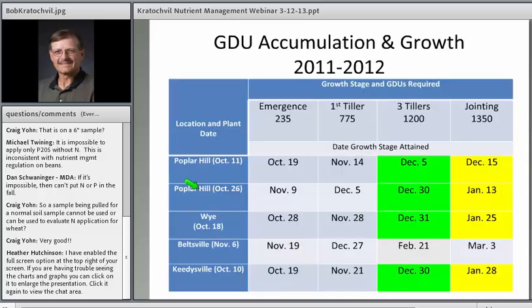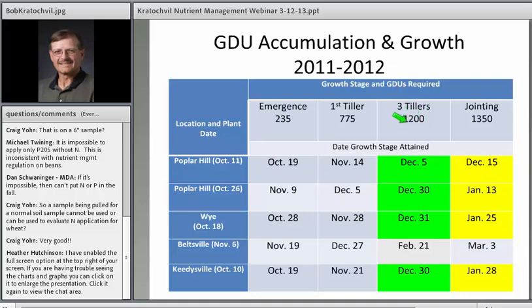Let's just look at growth based upon the accumulation of growing degree units for each of the 5 locations for that particular year. Here's the planting dates that we used: October 11, and then an October 26 at Poplar Hill, October 18 at Wye, November 6 at Beltsville, a late date, and October 10 at Keedysville. That was a warmer winter than usual.